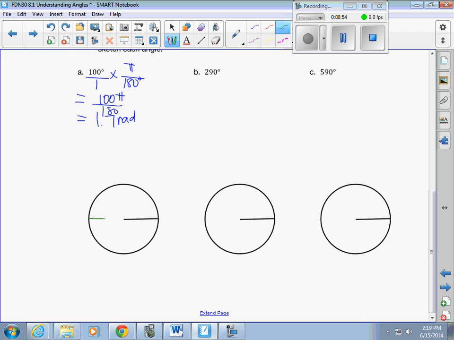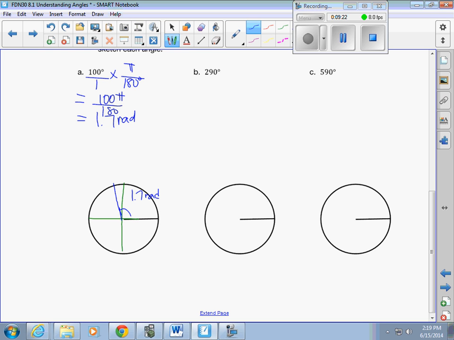If I were to make my quadrants on here, 90 degrees is here, so 100 degrees is just going to be a little bit off, so it'll be going to, say, there. So this is my 1.7 rad.